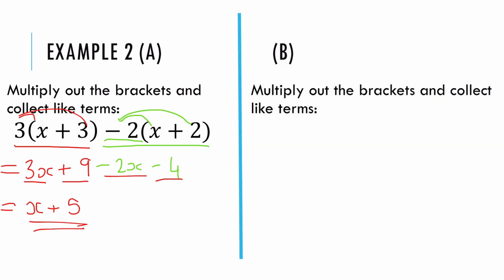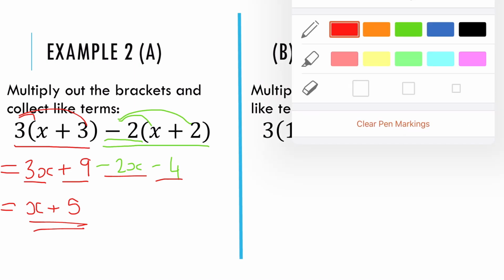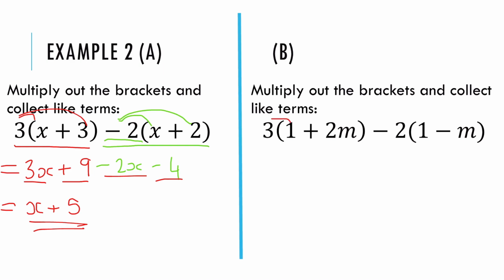And our last example. Multiply out the brackets and collect like terms. So we're beginning by multiplying the first bracket by 3. 3 times 1 is 3. Positive 3 times positive 2m is plus 6m. We need to be careful here. We're multiplying the second bracket by a negative 2. So negative 2 times positive 1 is negative 2. Notice how multiplying the second term here, we have a negative times a negative term, which is going to give me a positive. 2 times m is 2m.